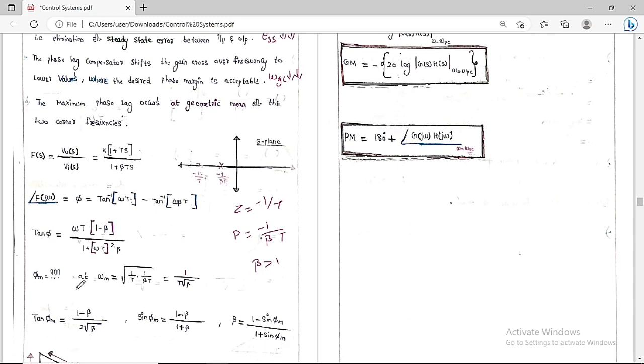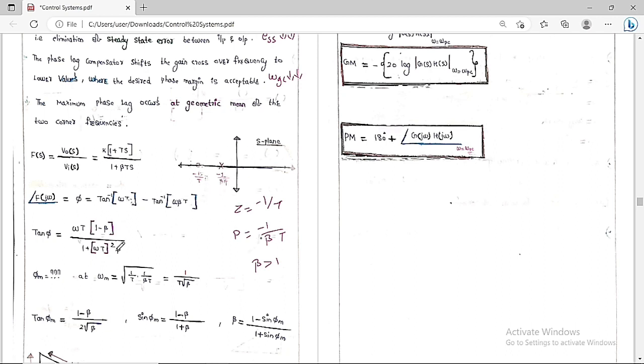I want to figure out the maximum phase angle. What is the maximum phase lag angle? It is going to occur at the frequency which is the geometric mean of the two corner frequencies. The two corner frequencies are 1 by t and 1 by beta t. So this is the geometric mean of these two corner frequencies.